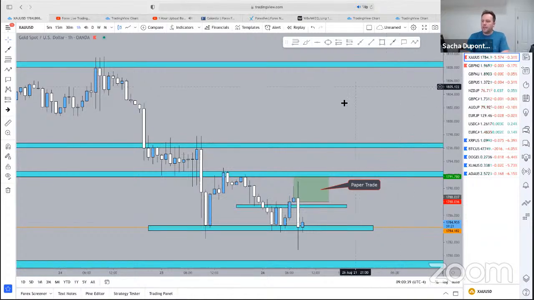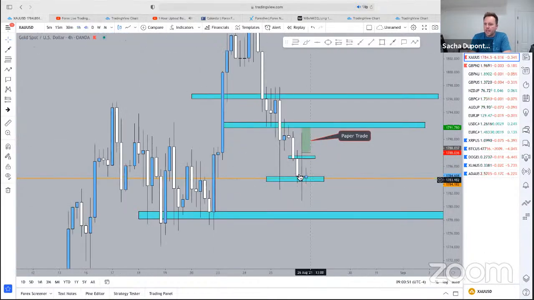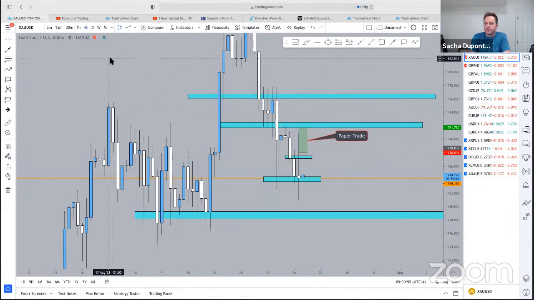Okay, so 9 o'clock, sorry. So 1 hour just closed, 4 hour closed. So gold, 1 hour bearish, closed right at this H1 support, H4 close, doji-ish. Wow, that's crazy.